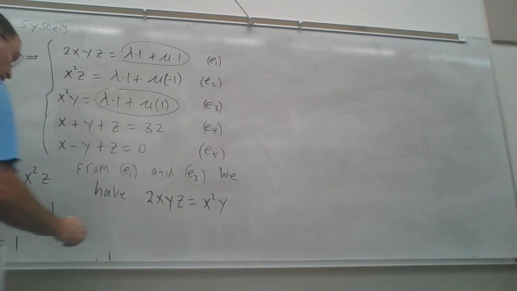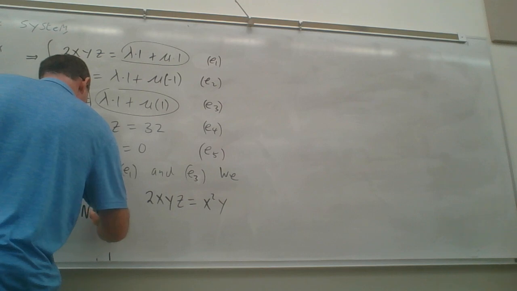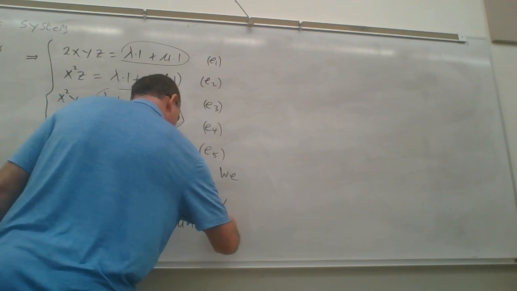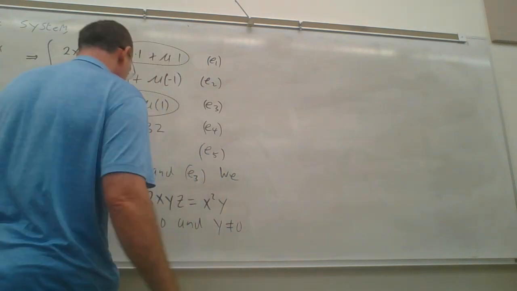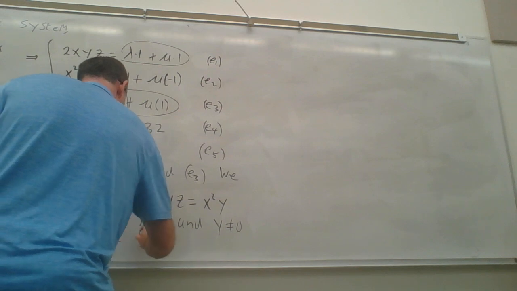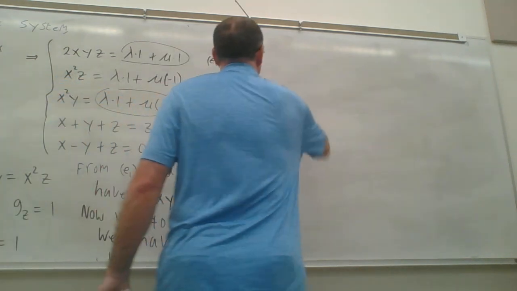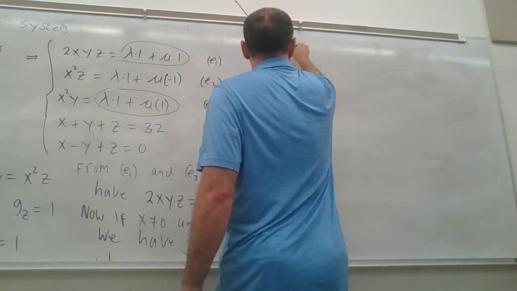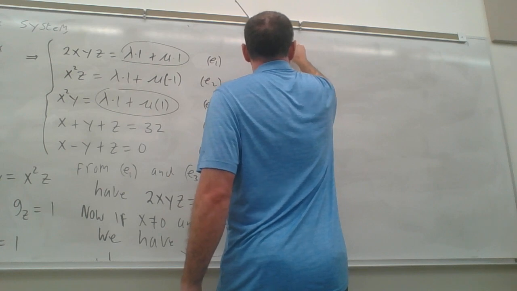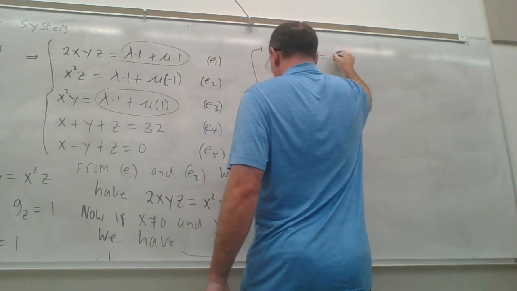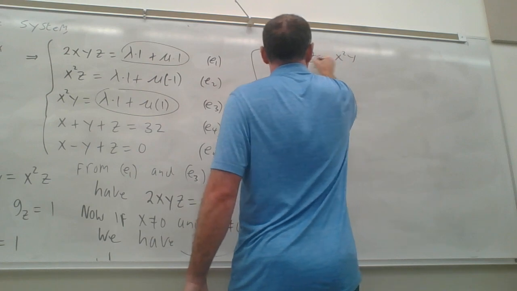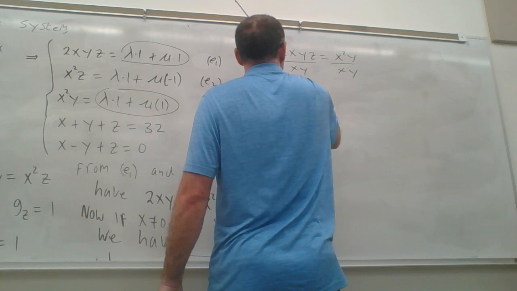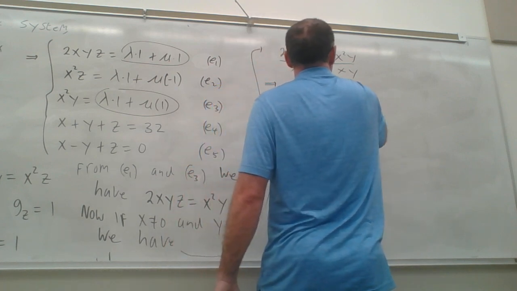Okay, so now if x is not equal to 0 and y is not equal to 0, we have 2xyz equals x squared y, so divide both sides by xy. So you have then 2z equals x.